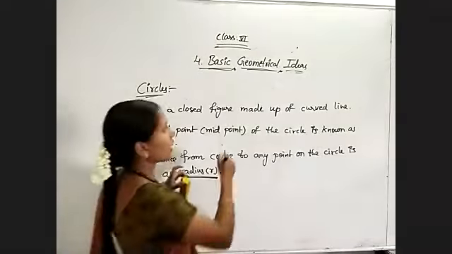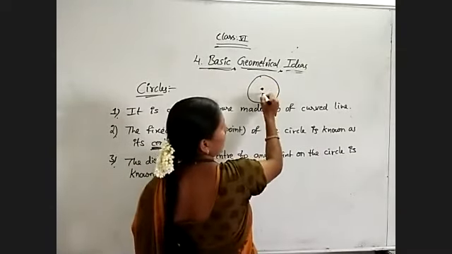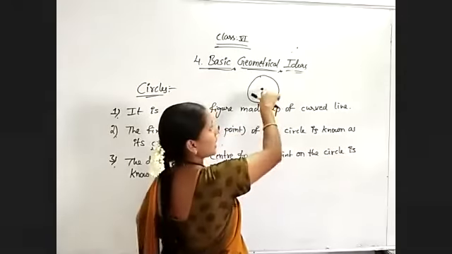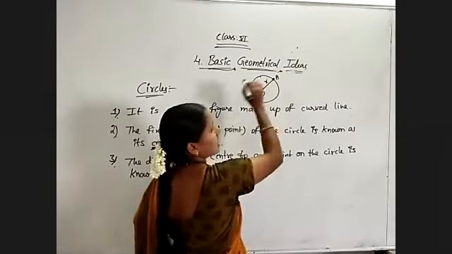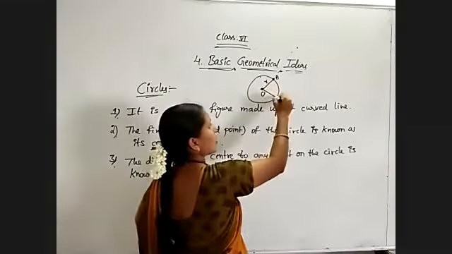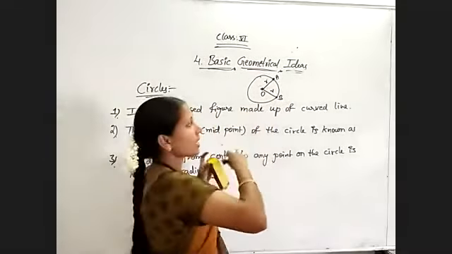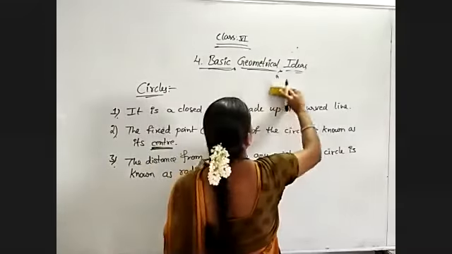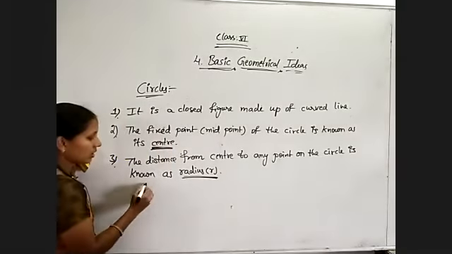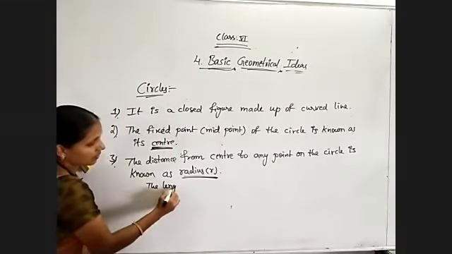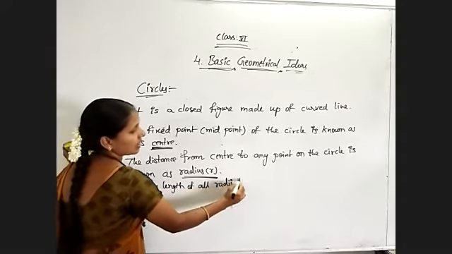So for suppose I am drawing the figure here. See, it is a circle. O is the center, the midpoint of the circle is the center, and the distance from O to any point is termed as radius. At any other point also that distance is fixed, there is no change, and the plural form of radius is radii. So the length of all radii is equal.